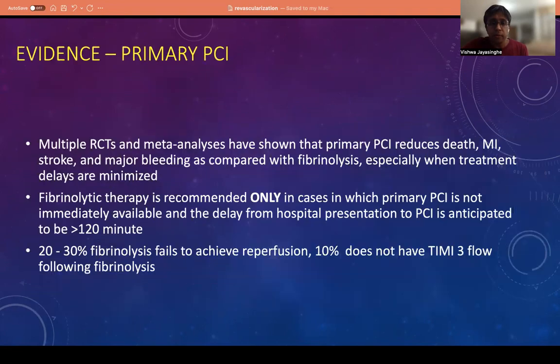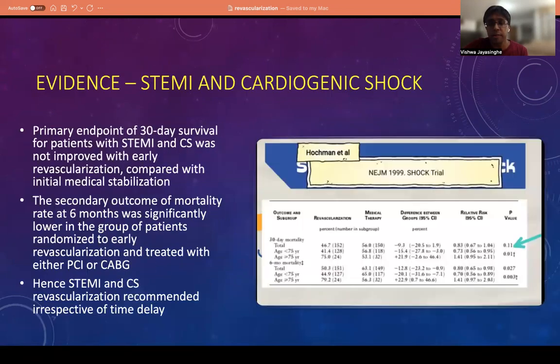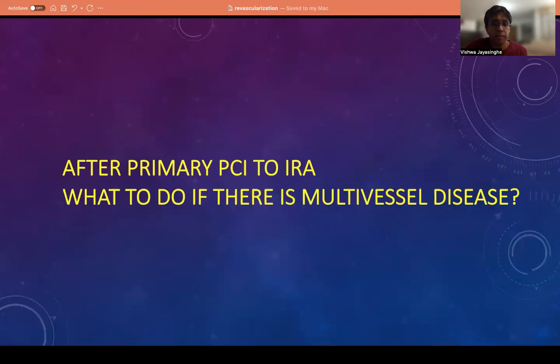Hence, if you want to recap, primary PCI, failed rescue PCI, and cardiogenic shock are all class 1 recommendations. Late presentation in stable patients, or after successful fibrinolysis, or patients having ongoing ischemia or arrhythmias irrespective of time duration, it's a 2A recommendation for PCI. However, for patients with totally occluded arteries after 24 hours, you should not do PCI. That's a 3B recommendation.